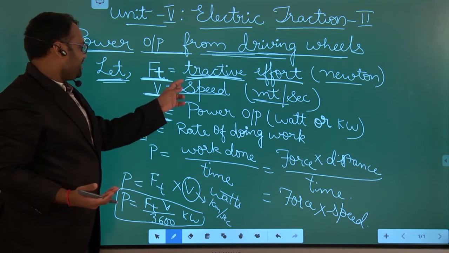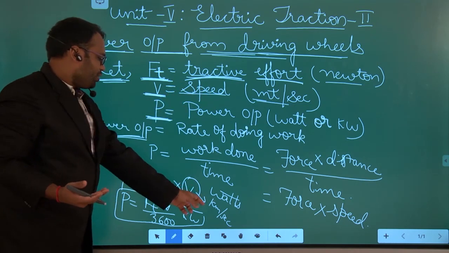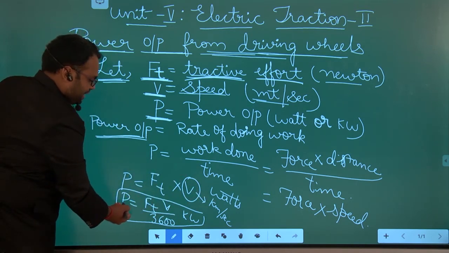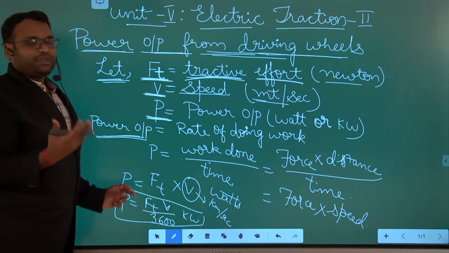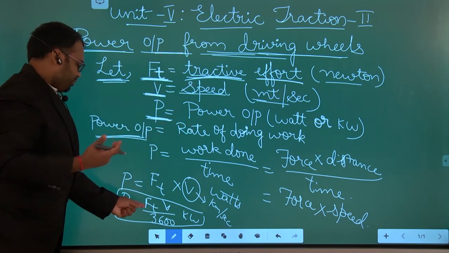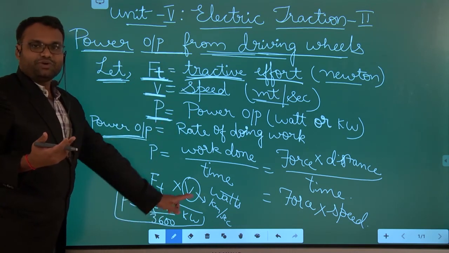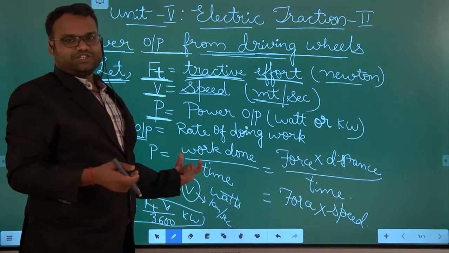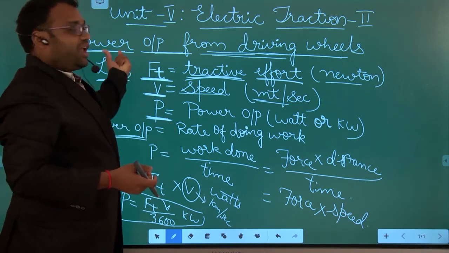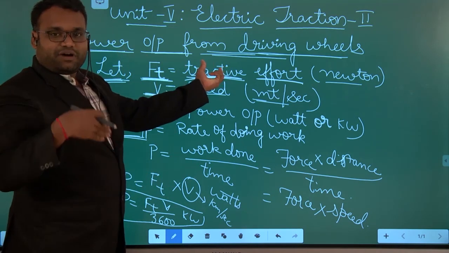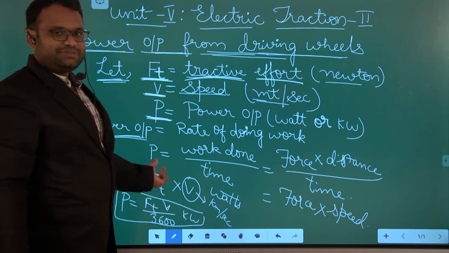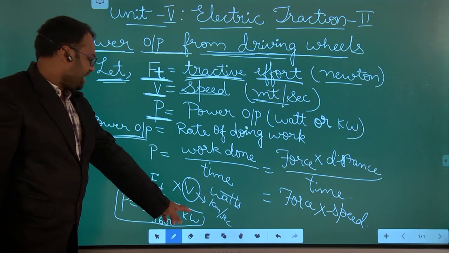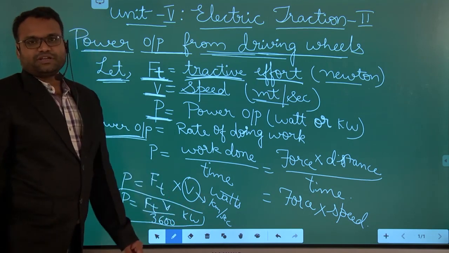And if the speed V is in kilometer per hour, then we can represent P, the power delivered from the driving wheel, that is P output, as Ft by 3600 into V, and the units are kilowatts. This is the expression for the power output from the driving wheel, that is P is equal to Ft into V by 3600, and units are kilowatts.